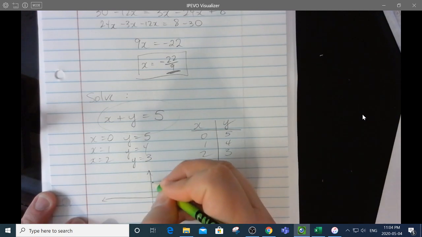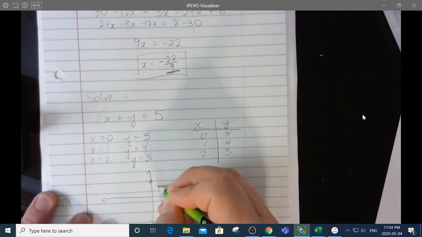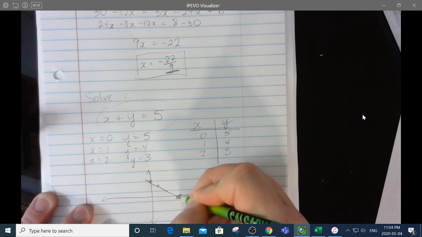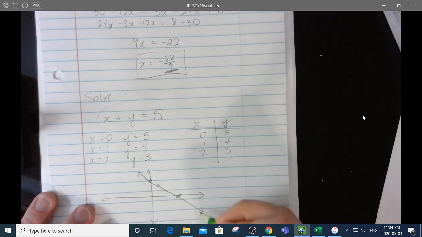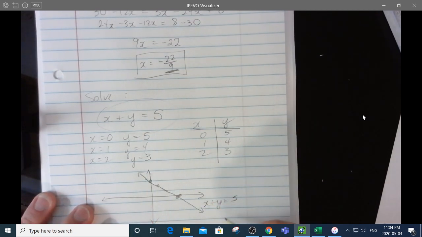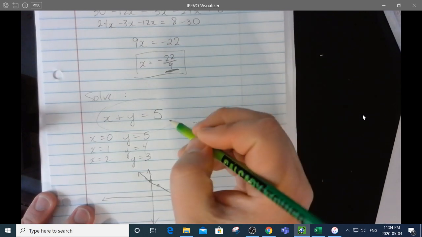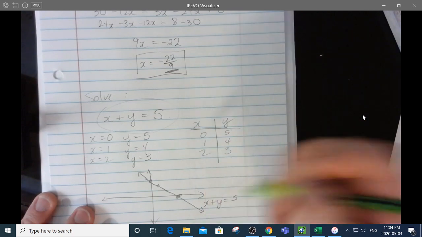When you go x is 0 and y is 5, and then you could go 5 there, and then 1, 4 would be here, and 2, 3, and you would get a straight, let's make a bigger dot, a straight line. And everywhere along this line, this is the line x plus y equals 5, every single point along this line would fit in this chart and would fit in that equation. So you could even say the solution to this equation is this line.